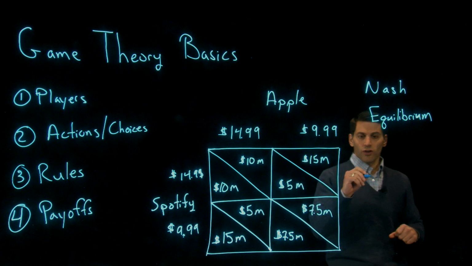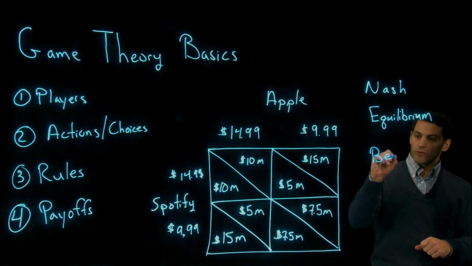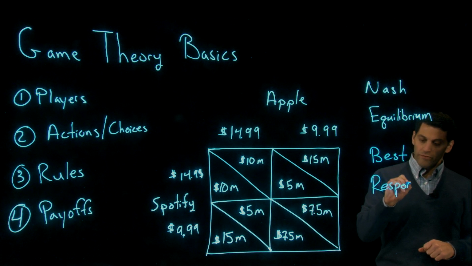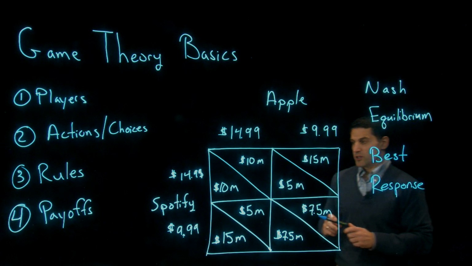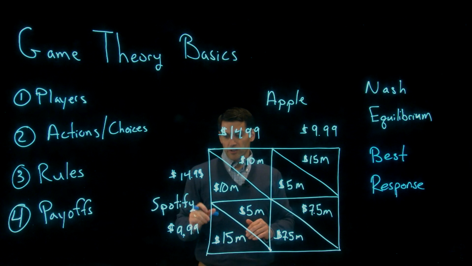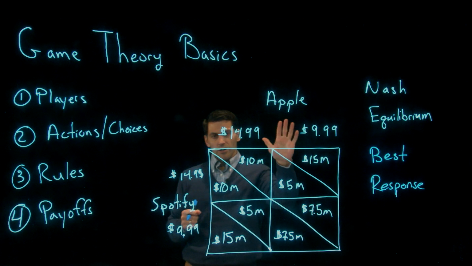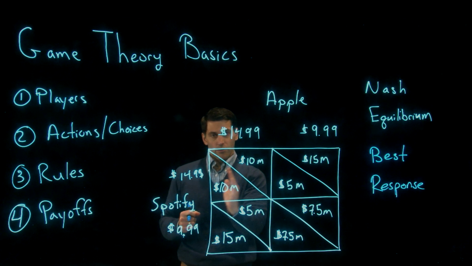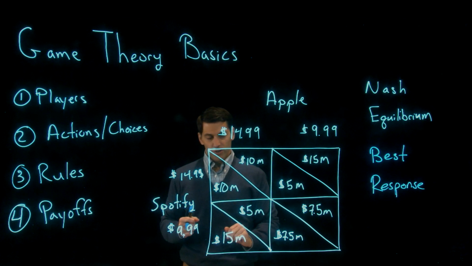Okay, so this is how you go about solving these games. You're looking for, in every scenario for a player, what is their best response. So this is how we do this. Let's take Spotify. We want to know what is Spotify's best response to Apple choosing a price of $14.99. Okay, so we're saying let's assume Apple was charging this higher price of $14.99, so we know we're working with the left-hand column in our payoff matrix.